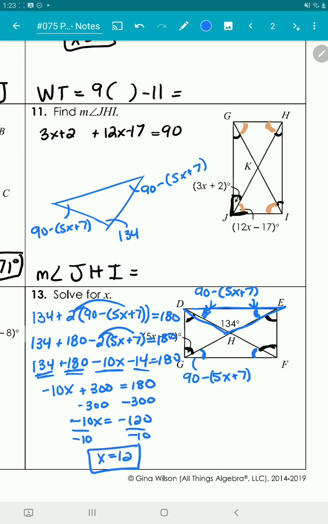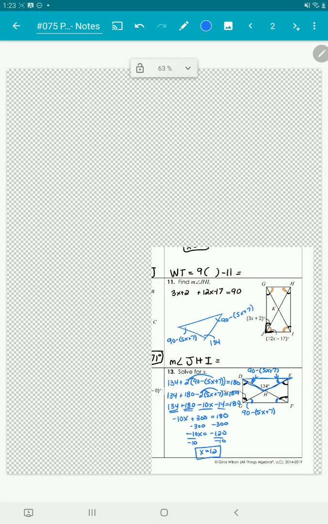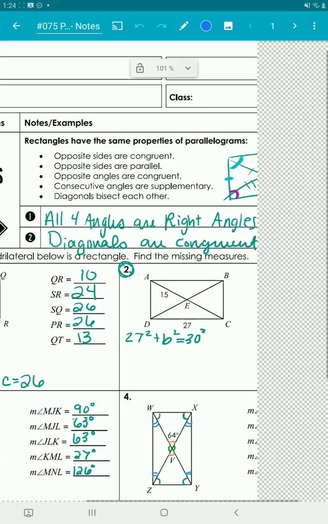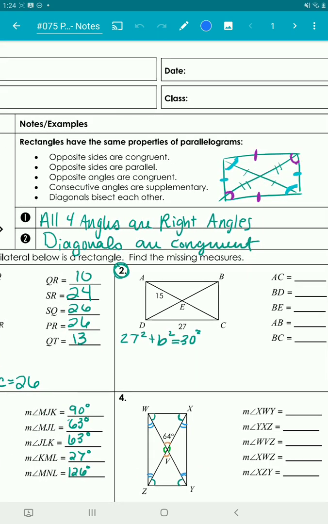Let me know if you guys have any questions about this. The main thing to focus on is that if you have a rectangle, remember these things on the top. Opposite sides are congruent, opposite sides are parallel, opposite angles are congruent, and consecutive angles are supplementary, so ones that are right after another, not directly across from each other. The diagonals bisect each other, so all 4 of the diagonal pieces are the same. And also all 4 angles are right angles.